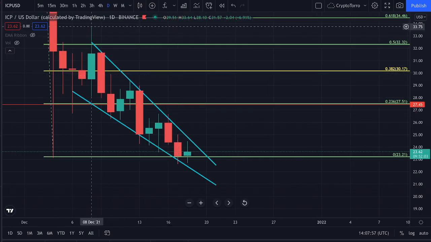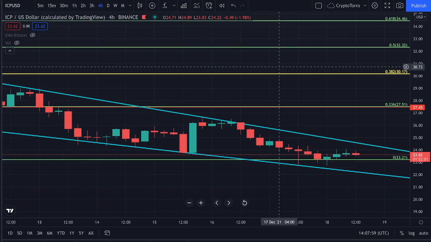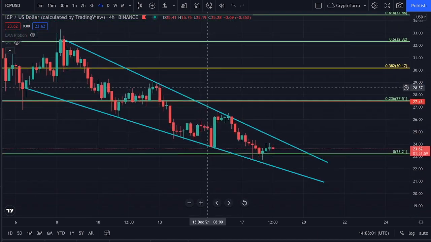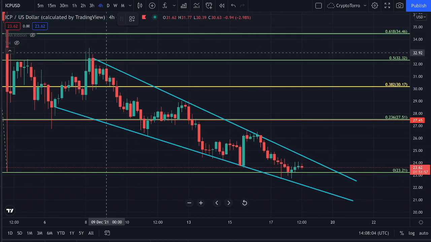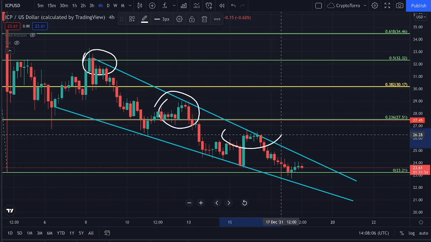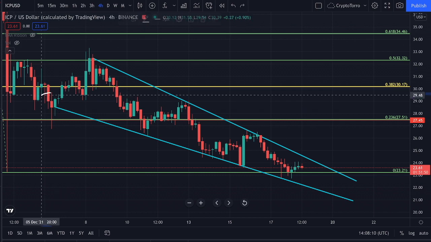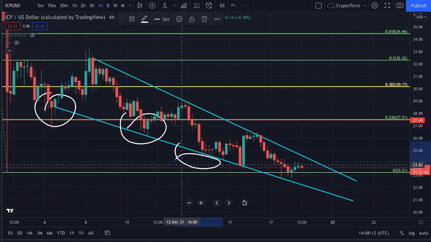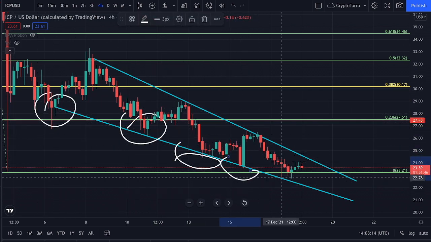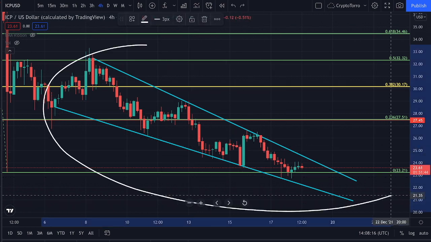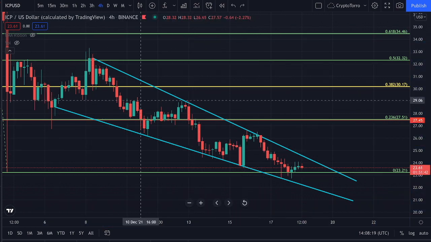Let's get started on the 4-hourly time frame on Internet Computer. What I think is absolutely important to know is that we are seeing this falling wedge pattern getting created. We have already seen multiple touch points below this descending resistance. We have seen multiple rejections underneath this level, and as well multiple touch points on top of this descending support. So this is a confirmed falling wedge pattern.